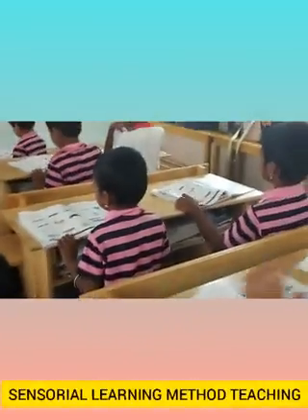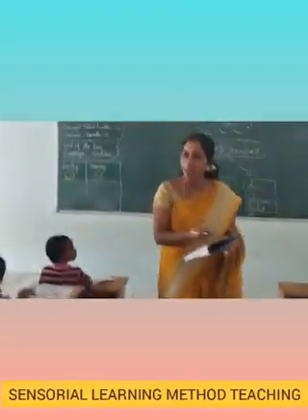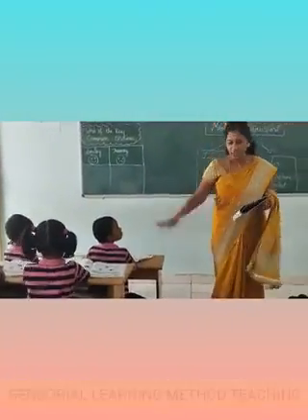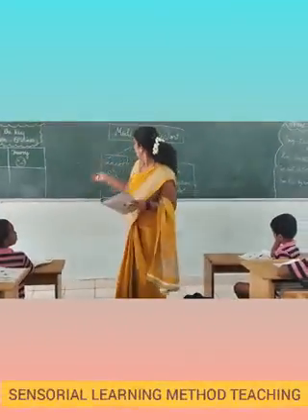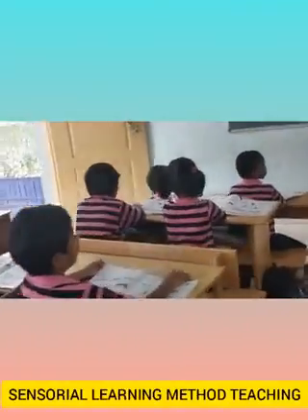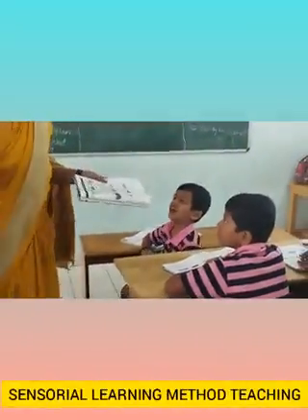Turn to the next page, page number 26. What is called land transport? Movement of people, animals, or goods from one place to another place is called land transport. What are all the land transport available? Bus, car, bicycle, train, scooter, bike. These are all land transport.